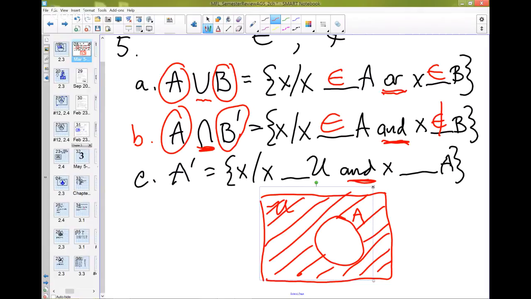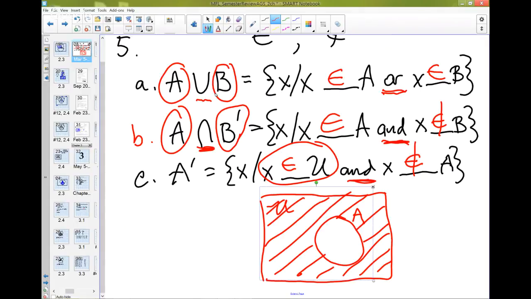Well, it's where U overlaps everything outside of A. So it's in U and it's not in A. This was the hard part right here. But if you think about it, if we give you any set, isn't it always going to be in the universal set?